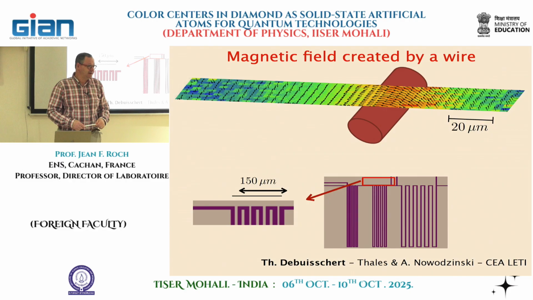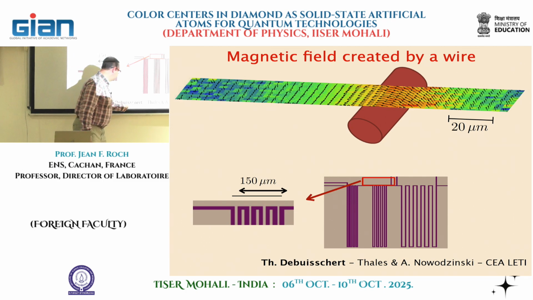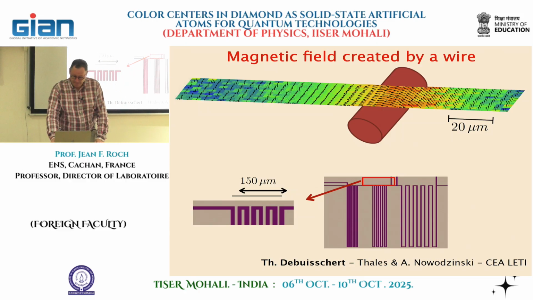It's not so interesting, but you can apply the same thing now to detect the magnetic field produced by current in a microcircuit. And this is something that we have done also with Thierry de Buchert and people in Grenoble at the CEA. So they provided us with the technique.